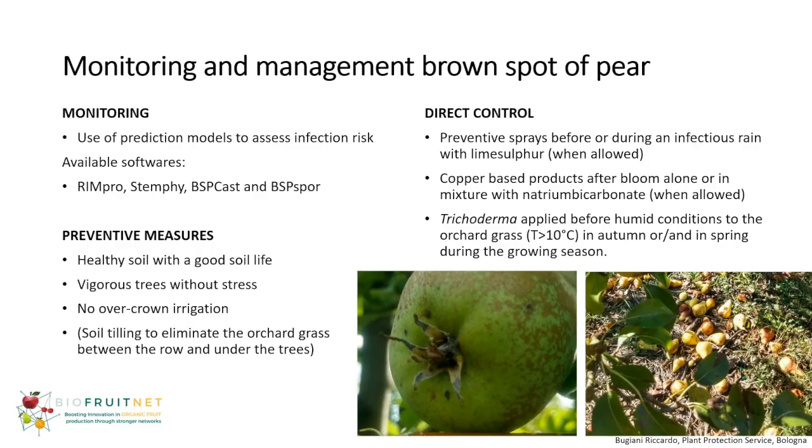A direct control is possible with preventive sprays before or during an infectious rain with lime sulfur, when lime sulfur is allowed in your country, with copper-based products after bloom, alone or in a mixture with sodium bicarbonate, when both of them are allowed, and Trichoderma applied before humid conditions to the orchard grass in autumn and in spring during the growing season.